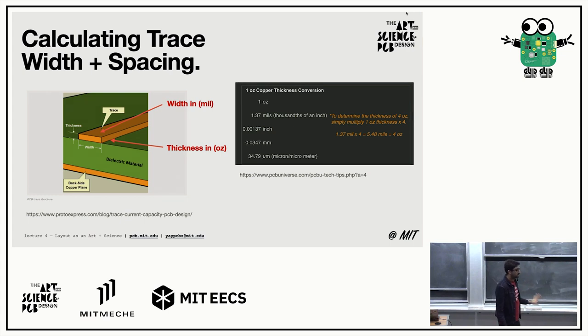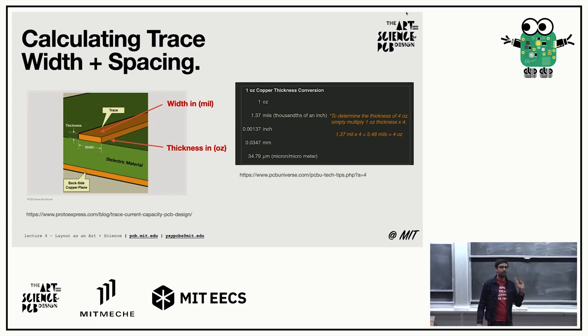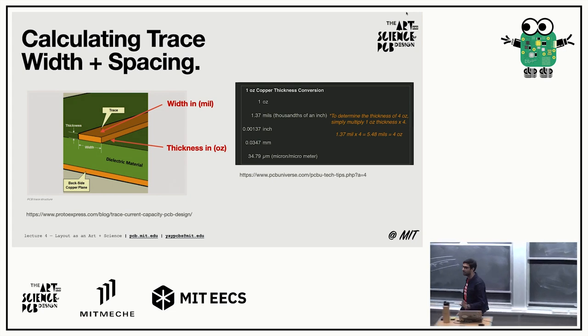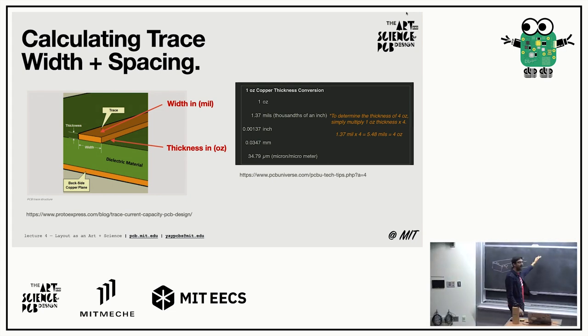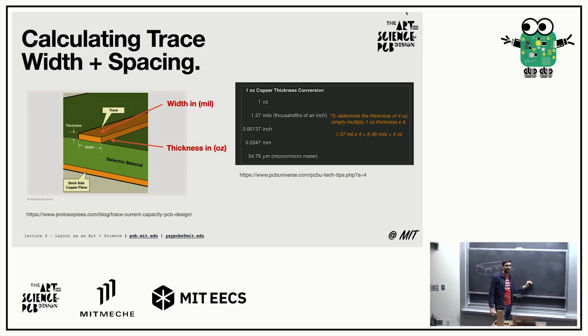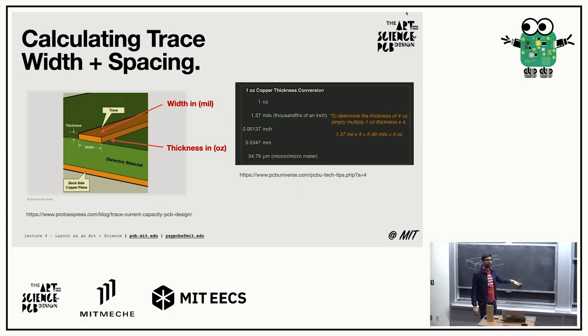And a mil is a thousandth of an inch. I don't know where that came from. I'm going to be honest with you, but it's what we have. So anytime you define the layer stack, and I think you looked at it in Lab 1, the layer stack manager for Altium, it'll ask you what is the ounce weighting of the copper on each of the copper layers in your PCB, and that refers to the thickness of the trace.